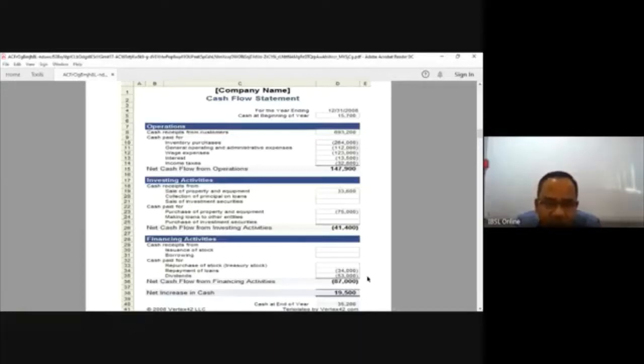So how much cash was received? Sometimes people would have been selling their financial assets or their fixed assets. All that will come in as income. So you calculate these operations, investing and financing activities: how much cash has come in and how much cash has gone out.